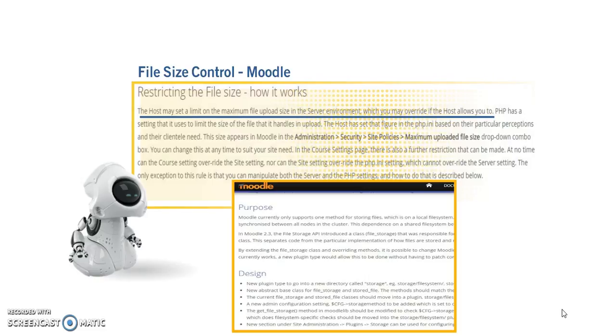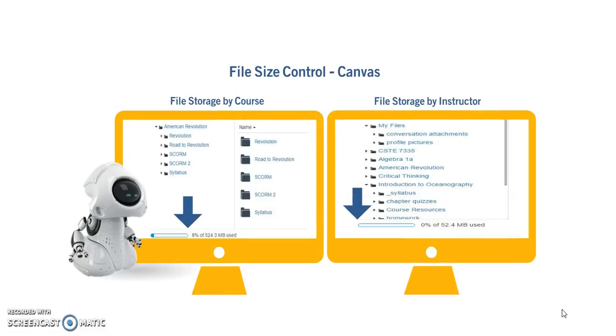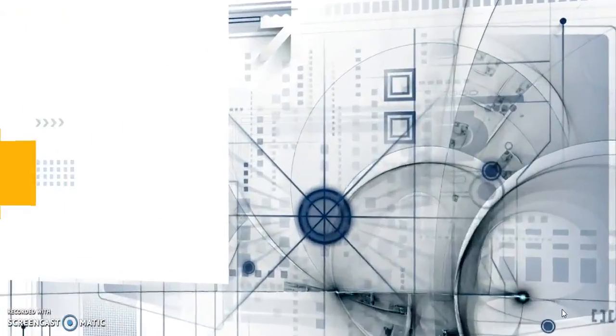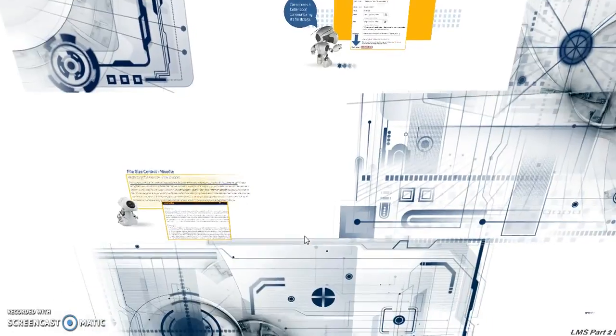Moodle does a very good job. They're very forthright, very easy to find this information on their website and within the course. I feel like Canvas does a little bit better job in regards to making it more user-friendly. You can see they provide a graphic at the very bottom that tells us exactly where we are in regards to our file storage. They break it down by course, and then also, if you look to the right here, by instructor. When you're setting up your course in Canvas, the very bottom feature shows us that we have 500 megabytes. Very user-friendly, and for that reason, I give it to Canvas.